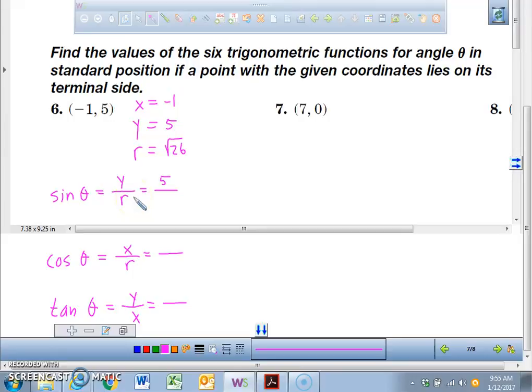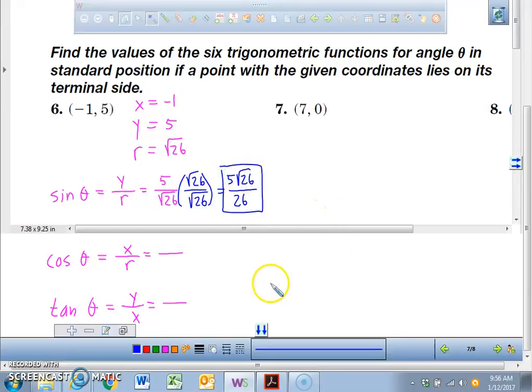Y over r, radical 26. Can I keep it like that? No, I can't. So what do I have to do to the numerator and the denominator? Radical 26 over radical 26. Now, what do we get when we do that? What's your final answer? That's it. 5 radical 26 over 26. And you're done. That's the final answer because the radical is no longer in the denominator.